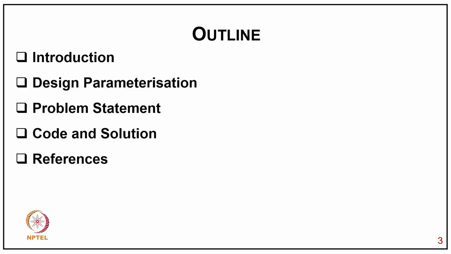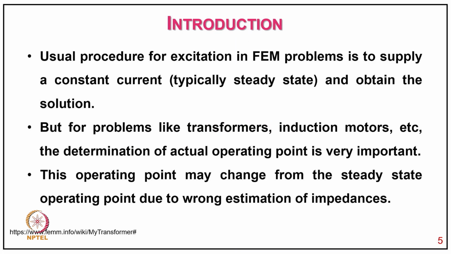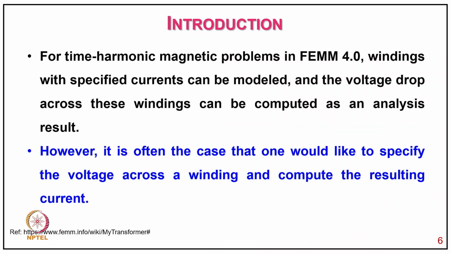The outline of the presentation is: we start with the introduction, design parameterization, problem statement, codes and solution, and references. Coming to the introduction, the usual procedure for excitation in a finite element method problem is to supply a constant current, typically steady state, and obtain the solution. But for problems like a transformer or induction motor, the determination of the actual operating point is very important. This operating point may change from the steady state operating point due to wrong estimation of impedances.